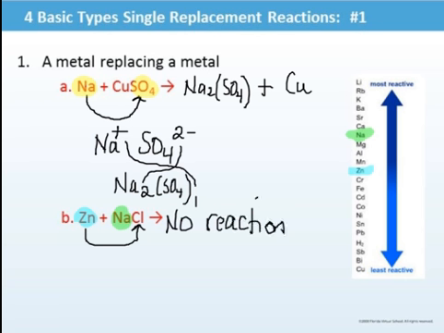Because if there is no reaction, it doesn't make any sense to write products because the products don't exist. So anytime the element by itself is not higher, no reaction. Think of the elements on the top, they're like the bullies. They're the bullies of the single replacement reaction.